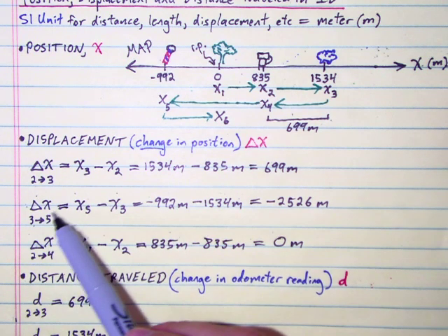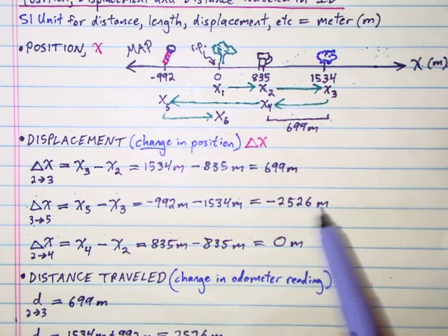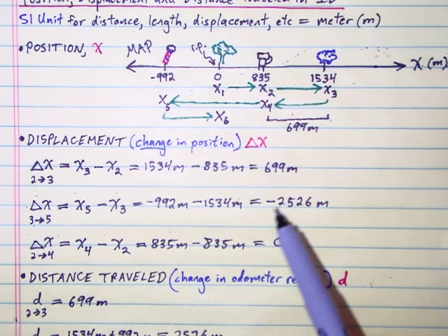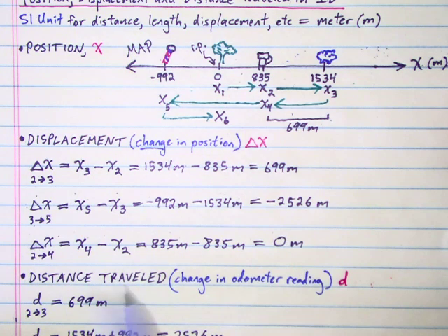Compared to his displacement between those two events, which is negative 2526 meters. The displacement tells us that he moved in the negative x direction. It's got some information about what direction he moved. But distance traveled doesn't tell us anything about what direction he went, only how far he went.